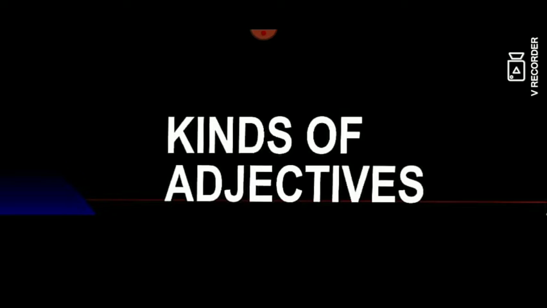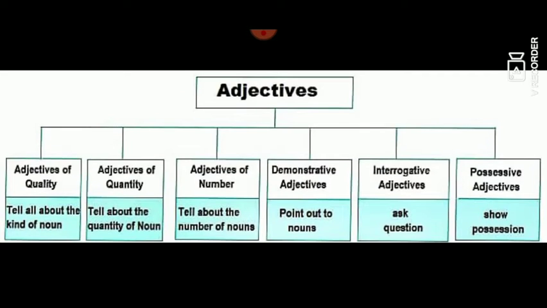Till now, we have learnt what adjectives are. Now let us see the kinds of adjectives. There are various kinds of adjectives, but we are going to learn only 4. They are adjectives of quality, adjectives of quantity, demonstrative adjectives, and possessive adjectives. Adjectives of quality tell us about the kind of noun. Adjectives of quantity tell us about the quantity of noun. Demonstrative adjectives point out nouns. Possessive adjectives show possession. Let us see all these 4 kinds in detail.